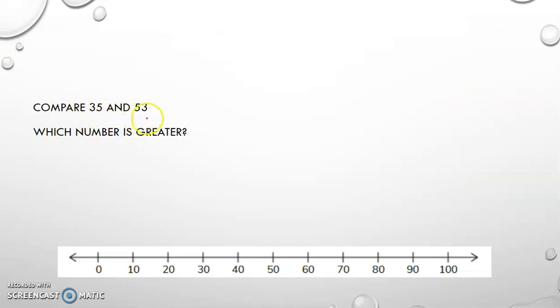Compare 35 and 53. Which number is greater? So we'll make use of a number line here. Number line use ചെയ്തിട്ട് പറയാം. 35, 30ടെയും 40ടെയും exact middle we'll see 35. ഇതാണ് 35യുടെ പൊസിഷൻ. This is 35, 53. 50ടെയും 60ടെയും ഇടയിൽ ഇത് 55 ആണ്. 55നേക്കാളും മുന്നിൽ. So we'll mark 53 here.